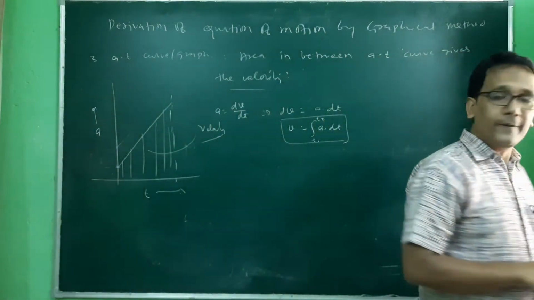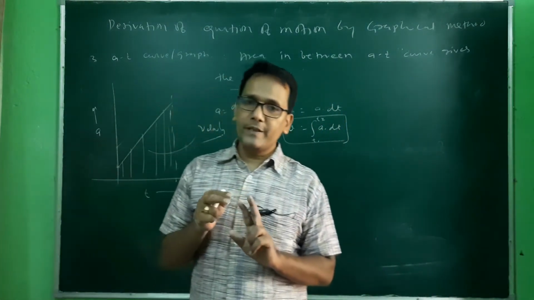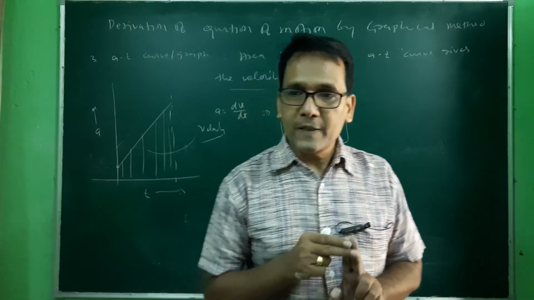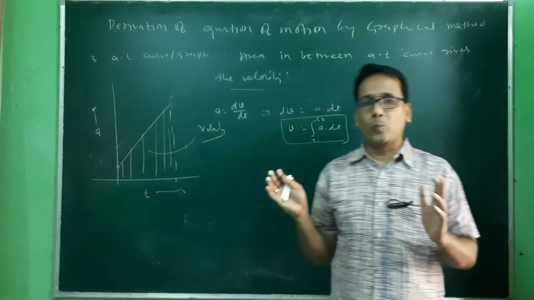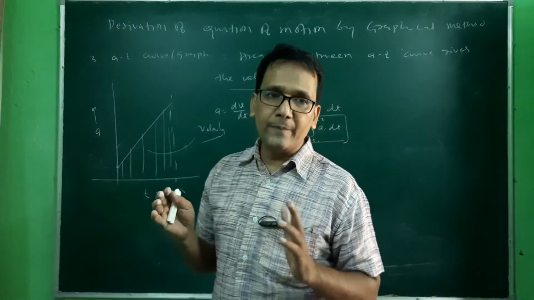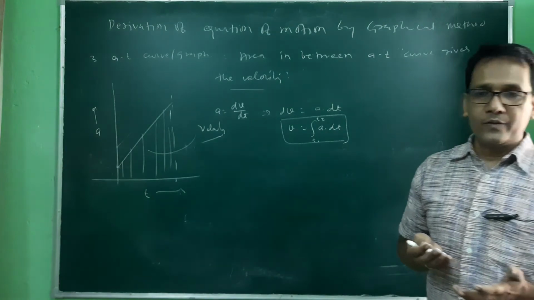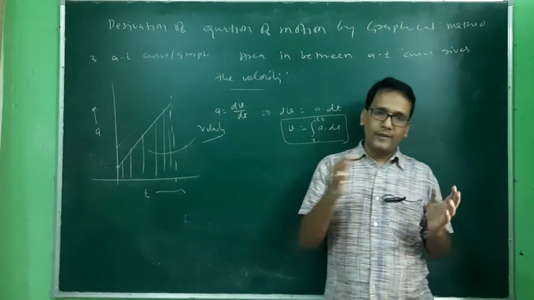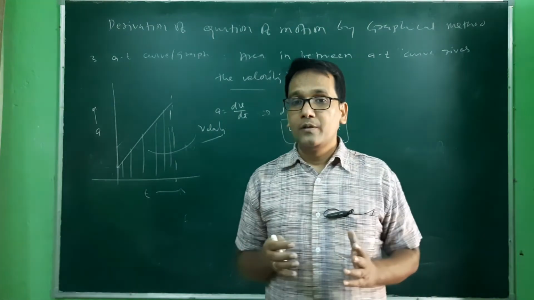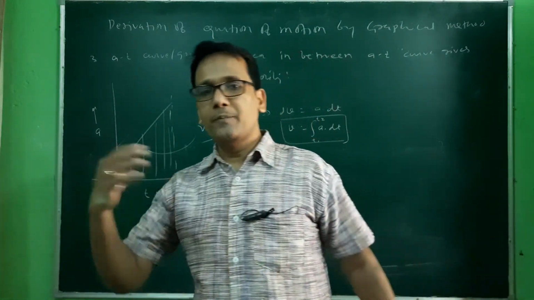Okay, so you have to remember, you have three plots. One, displacement-time. In displacement-time we are not talking about the area, we are just talking about the slope, and the slope of that curve gives velocity. Second, we have the velocity-time plot where the slope gives the acceleration and the area in between that curve gives the displacement.